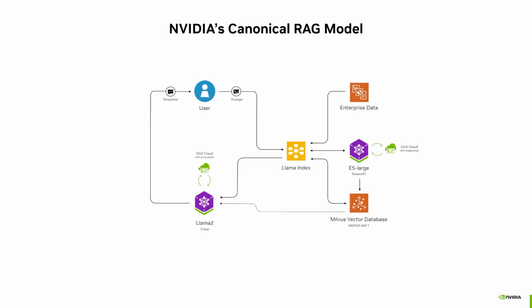We chose E5 large as our embedding model, and we have made it more GPU efficient with TensorRT. We will cover that in detail a bit later. Below that is the vector database, where the vectorized data is stored and searched via specialized search algorithms.